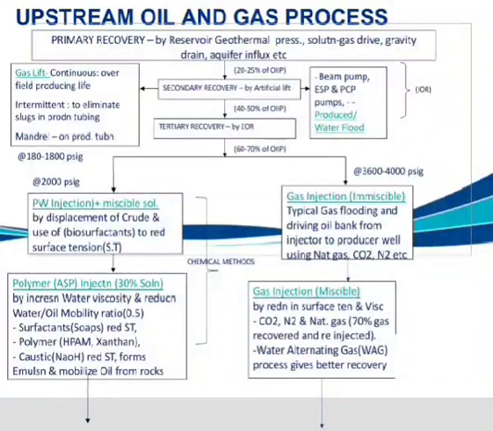Now, gas lift can be done with different objectives. One of them is continuous introduction of gas, whereby this is done over the full producing life cycle of the well. Then there is intermittent gas lift, which is done to eliminate slugs or gas pockets in the production tubing, and this can be done based on the depth at which the mandrels are placed. It can be done at different pressures ranging from 180 to 1800 psig.